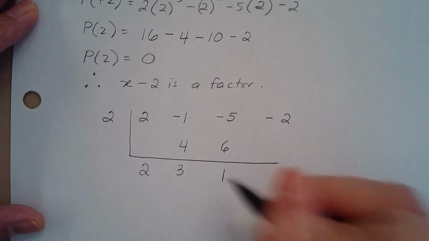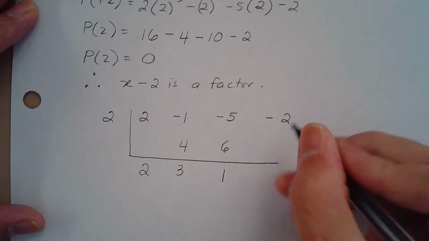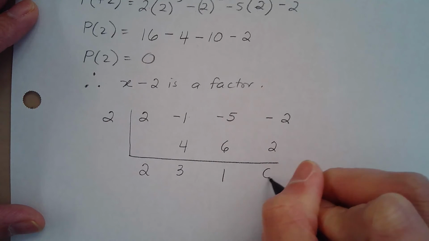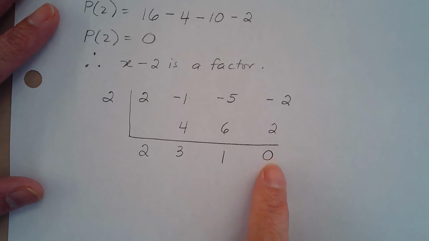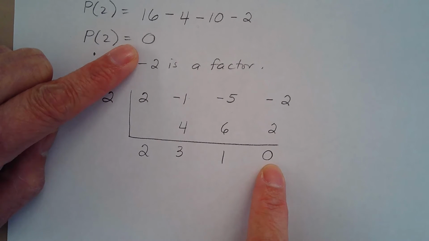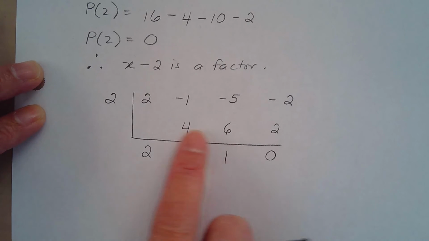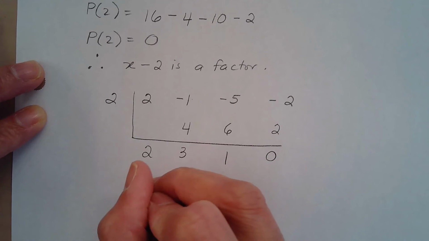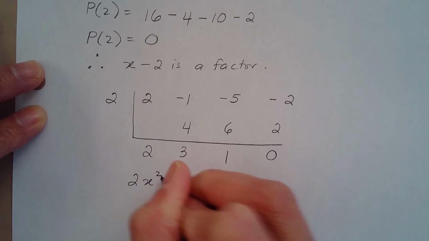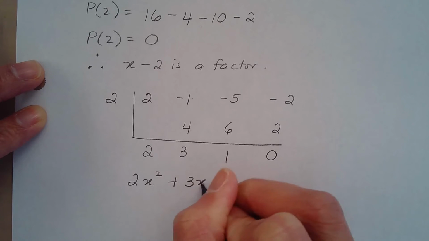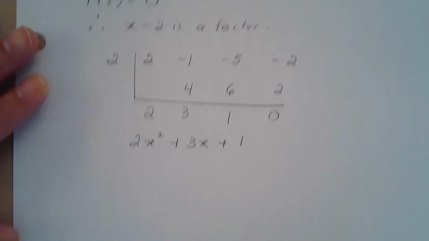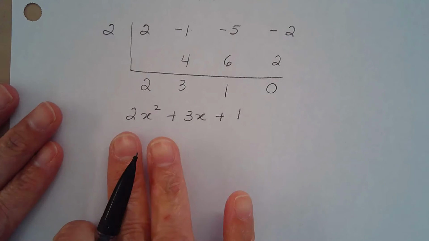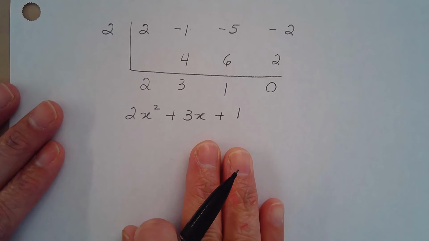So it's going to be 1. 1 times 2 is 2. So that's 0. So we know the remainder is 0, right? We already know remainder is 0. So the other polynomial, the quotient after we divided by x minus 2, is 2x squared plus 3x plus 1. Okay, now this is where we got this part, polynomial.